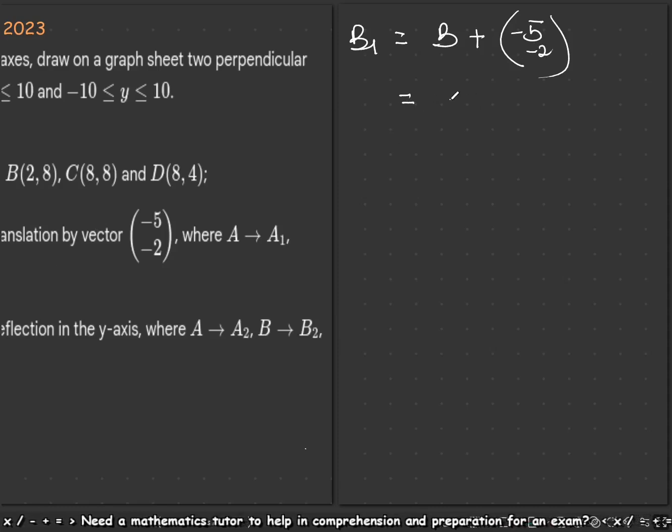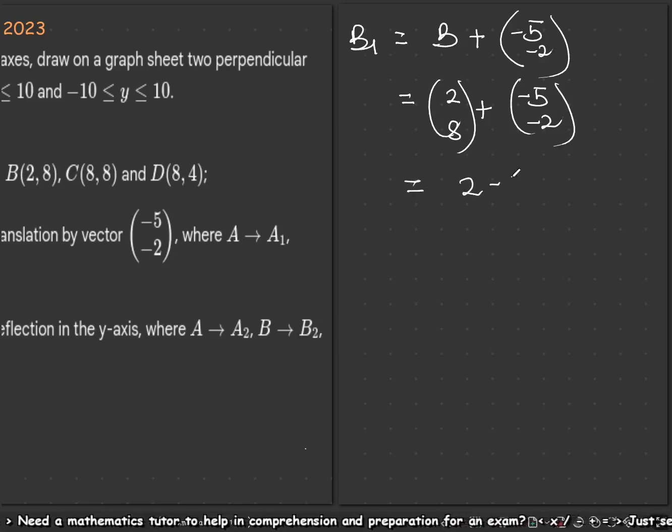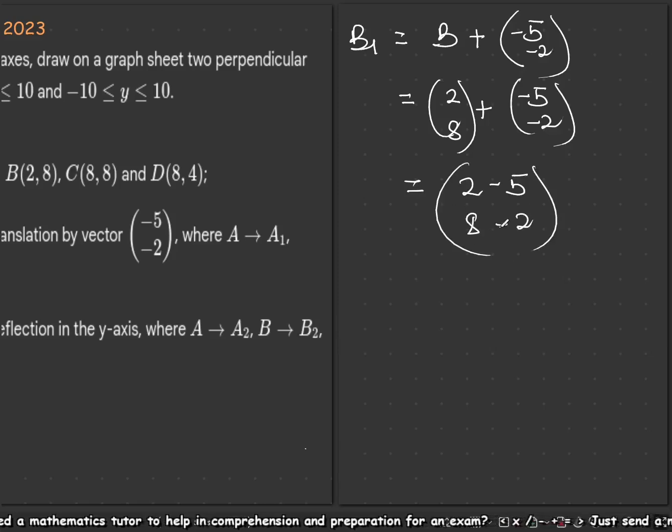So B was 2, 8. So 2, 8 plus your negative 5, negative 2. And you make sure you don't treat it as vectors where you are dividing through and then simplifying. No, we don't do that. Hence, we have our 2, negative 5, then 8, negative 2.